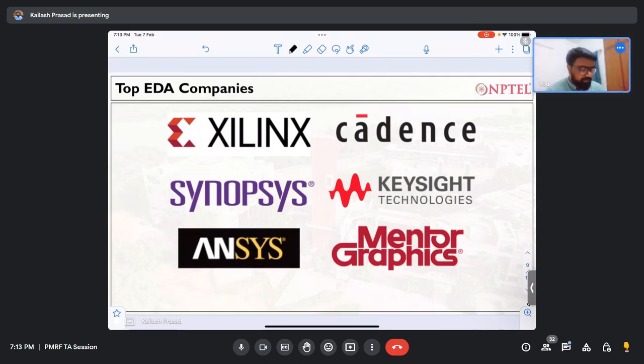So the third category of company is what we call EDA companies. The earlier companies which I have shown design chips, okay? These are the companies which provide software in which we design the chip, okay? So if we talk about, I want to design, say, memory, okay?